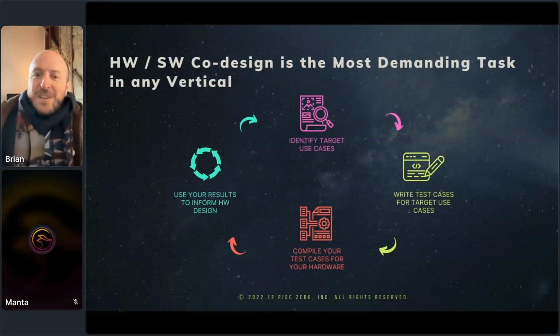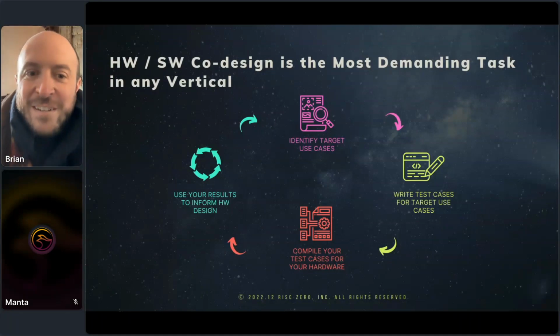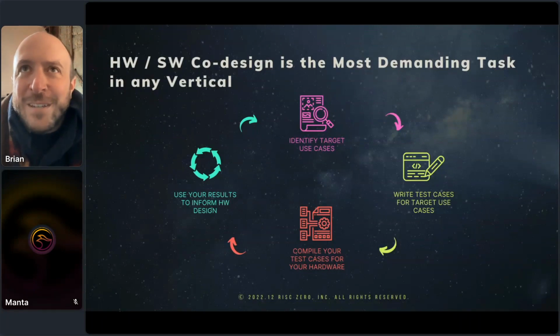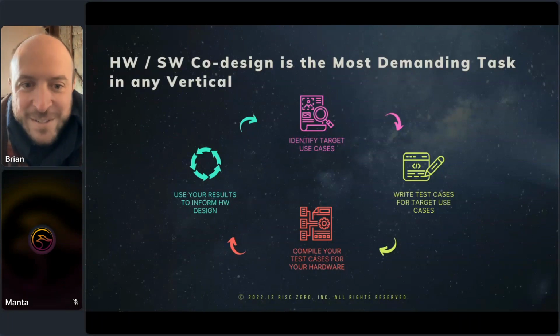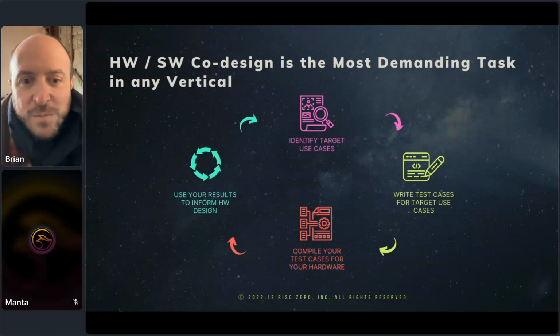Then once you have identified all these target use cases, you then have to compile them for your hardware that's not done yet. Then you have to figure out how well this set of use cases for an evolving industry is going to perform on hardware that isn't done yet, and then keep trying to use that data to inform alterations to your compiler and the hardware itself, and it's a giant loop. So it's the most demanding case for building software and hardware systems in a particular vertical.